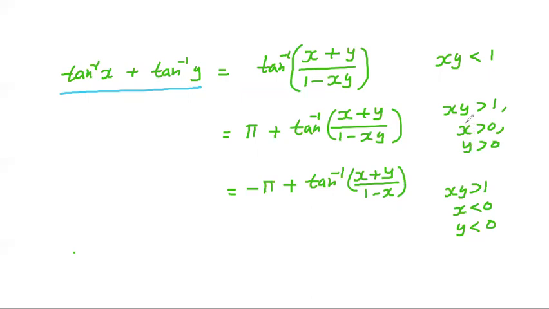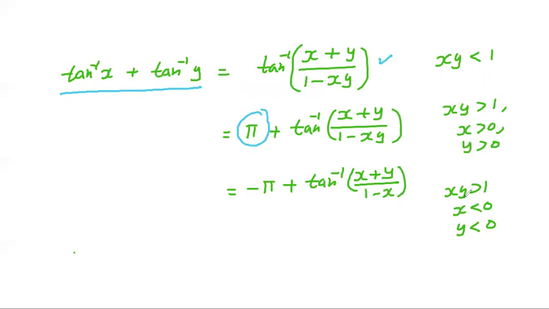If the product x and y is greater than 1 and x and y both are positive, then we have the function pi plus tan inverse of x plus y upon 1 minus xy. Means in this function, pi is also added. So pi plus this function will be there.